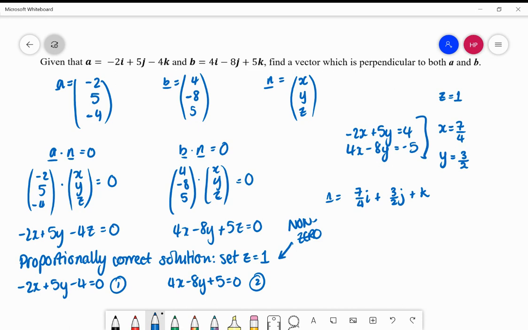Now, we know, of course, that we can multiply vectors by a scalar, and they are still the same vector. So I can actually multiply this vector by 4 to get rid of the fractions on all of these terms, and that would still be a vector which is perpendicular to both a and b, because it's a scalar multiple, it's parallel to the vector I found already. So I can actually say n is 7i plus 3j plus 4k. And that will be the answer that I leave for my examiner there.